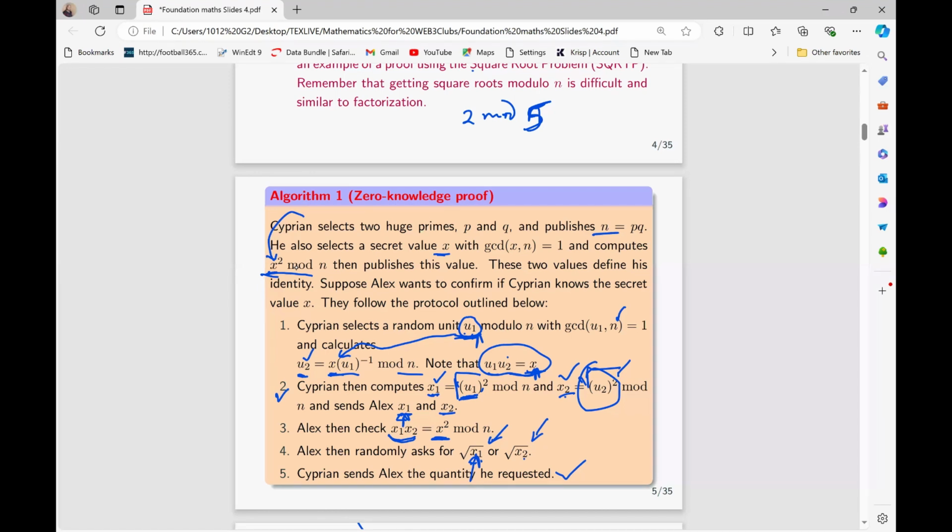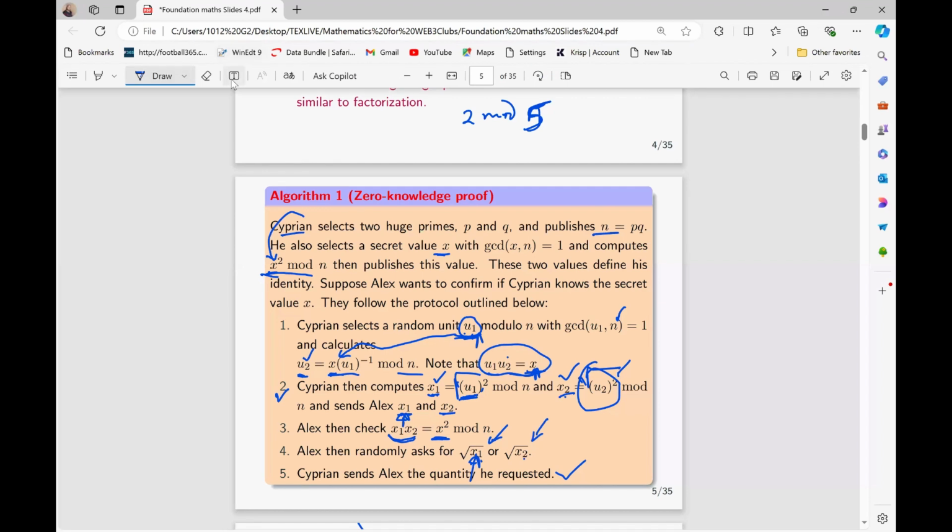It's only the person who chose it, in this case Cyprian. So he's the only person who knows what x is. So then this is a secret to him. So then Alex wants him to prove that he knows x. And he goes through these steps.